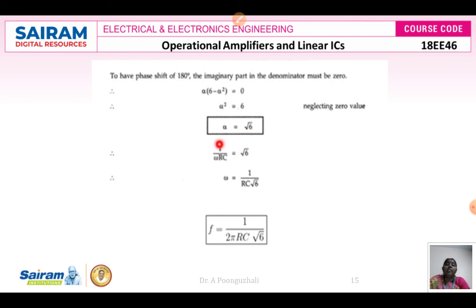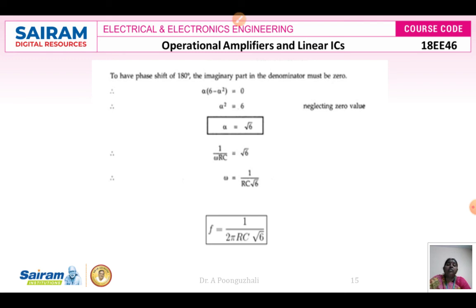You have taken alpha is nothing but 1 by omega RC is equal to root 6. So what is omega? It is 1 by RC root 6. Omega is nothing but 2 pi f. So it is f is equal to 1 by 2 pi RC root 6. This is the frequency of your oscillation. That is your RC phase shift oscillator.